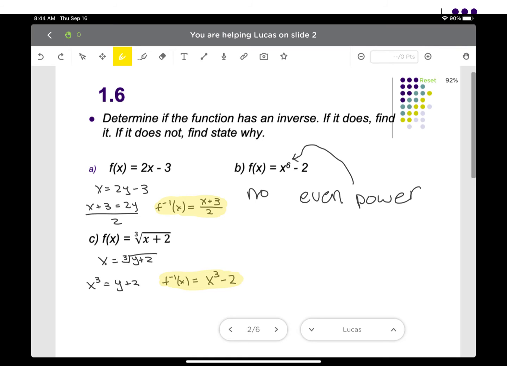B does not have an inverse, or it's not 1-to-1, because it has an even power on the x. And C would be f -1 of x equals x to the third minus 2. Questions on those? Yeah.